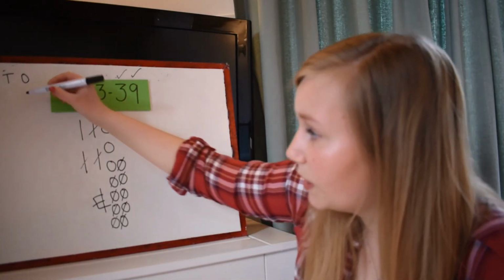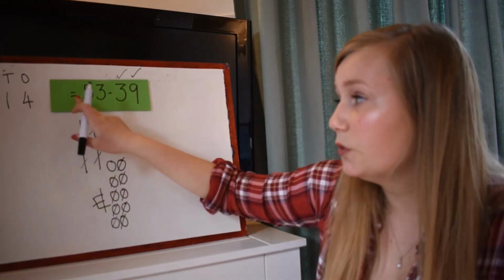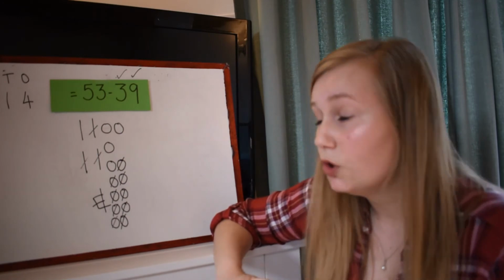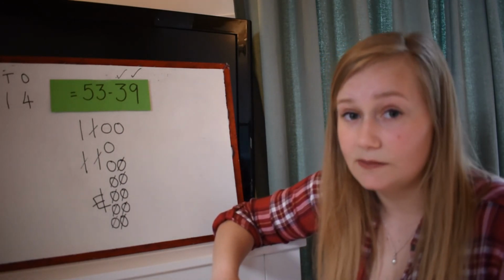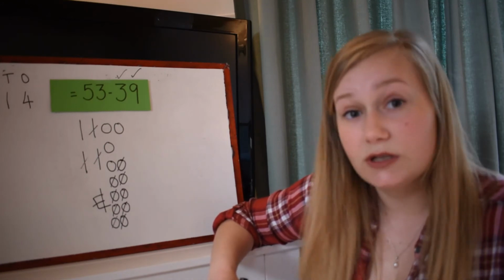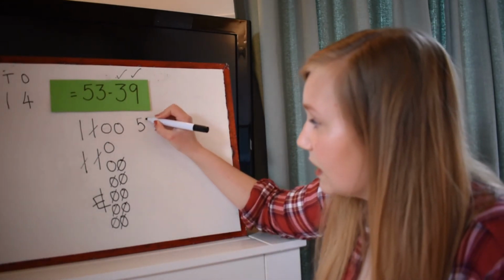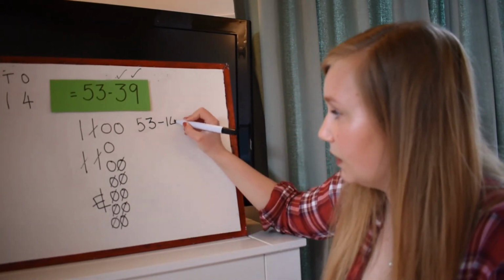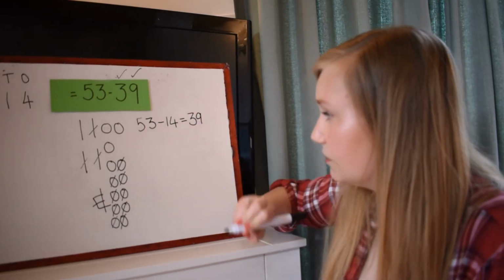I've got 4 ones. I've got 1 stick of 10. So 14 equals 53 take away 39, or you could say 53 take away 39 equals 14. Now remember, we said subtraction is not commutative, but I can work out another number sentence. As long as I keep my minuend the same, I can swap my other numbers over to find a new number sentence.